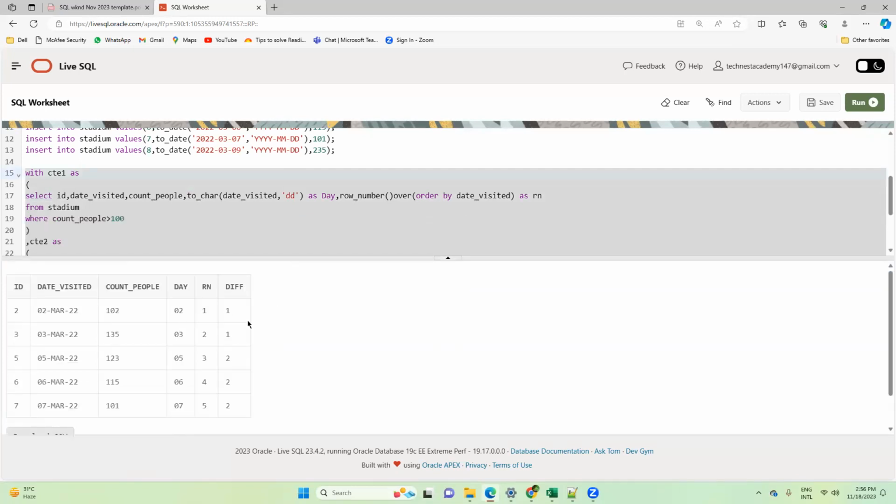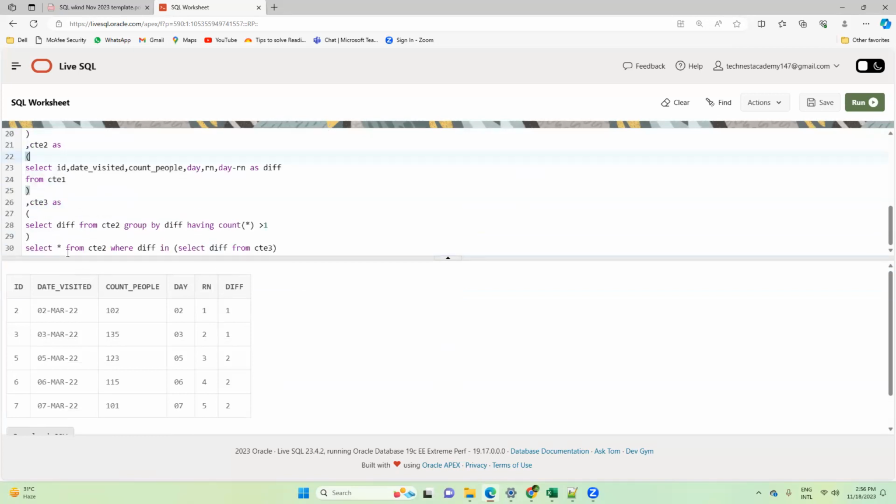Now here, if you don't want day, you don't want RN, if you don't want diff, then in the star, you just write ID, date visited, and count of people. You will get this record. Hope this is clear, everyone.